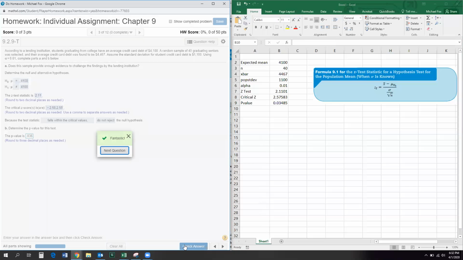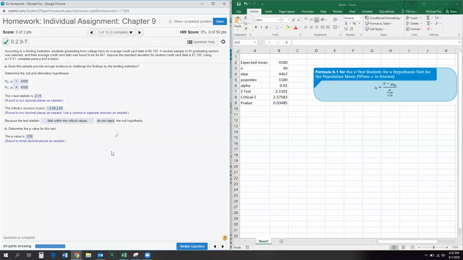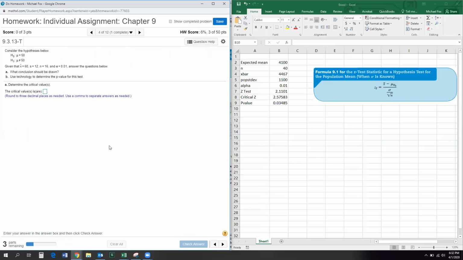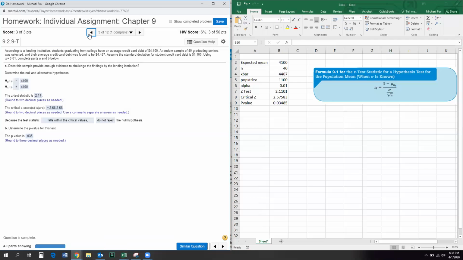What that means is if we had an alpha of 0.05, this thing would be totally different, and then we'd be rejecting our null hypothesis. But because we had such a tiny alpha, actually not 0.05, it would have to be 0.1. Anyway, there we go. So that is the end of 9.2.9-T. Hopefully that was helpful to you.